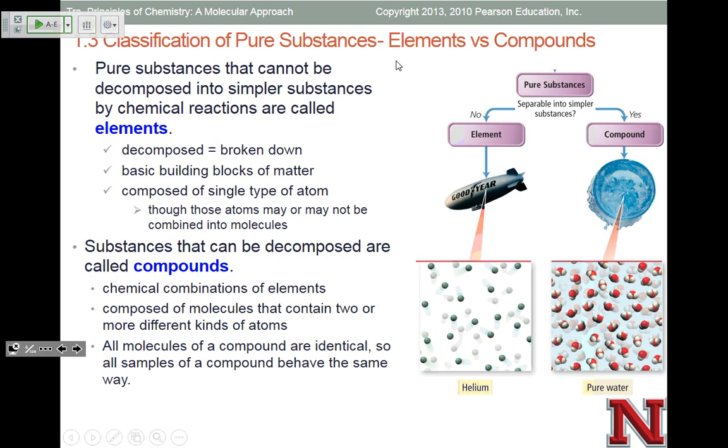Oftentimes we'll talk about water in this class, but remember, there's a difference between tap water and water. When we're talking about water in science, we're usually talking about a pure sample of water, unless I specify it being tap water or ionized water that has ions dissolved in it. And that'll be important conversations as we go throughout this class.